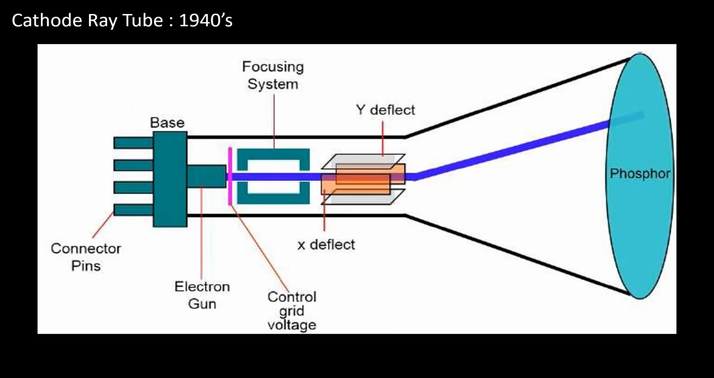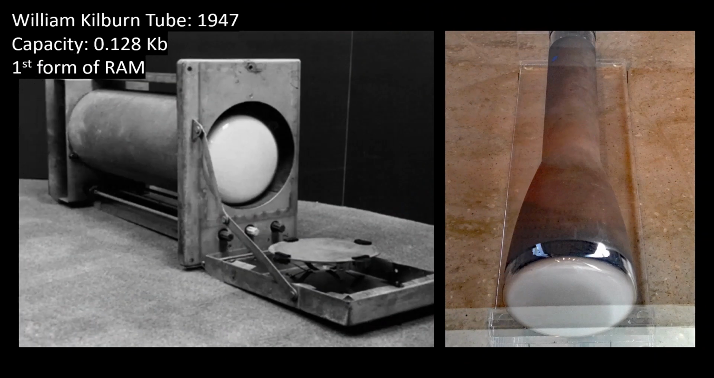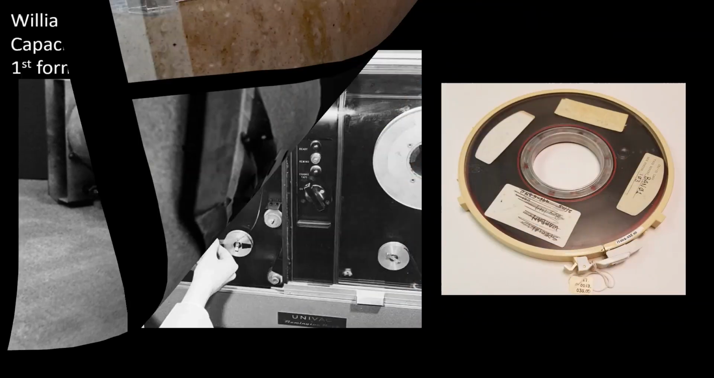In the 1940s, cathode ray tube was introduced for data storage. This is the same technology used in old CRT television, which fires electrons to create patterns representing zeros and ones. In 1947, William Kilburn tube was introduced, which could save 0.128 KB of data and was the first form of RAM, that is, it had a random access to memory.